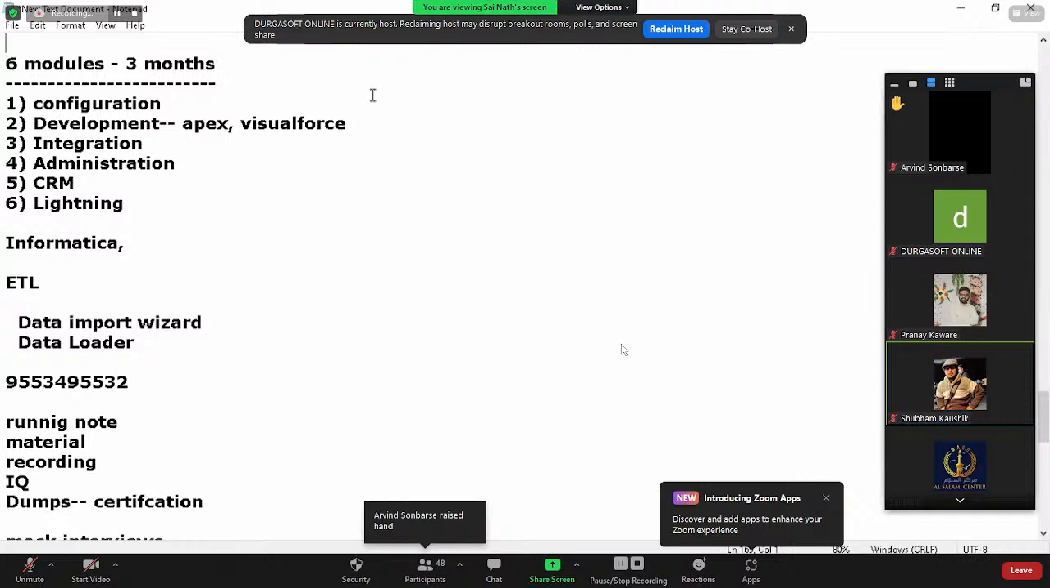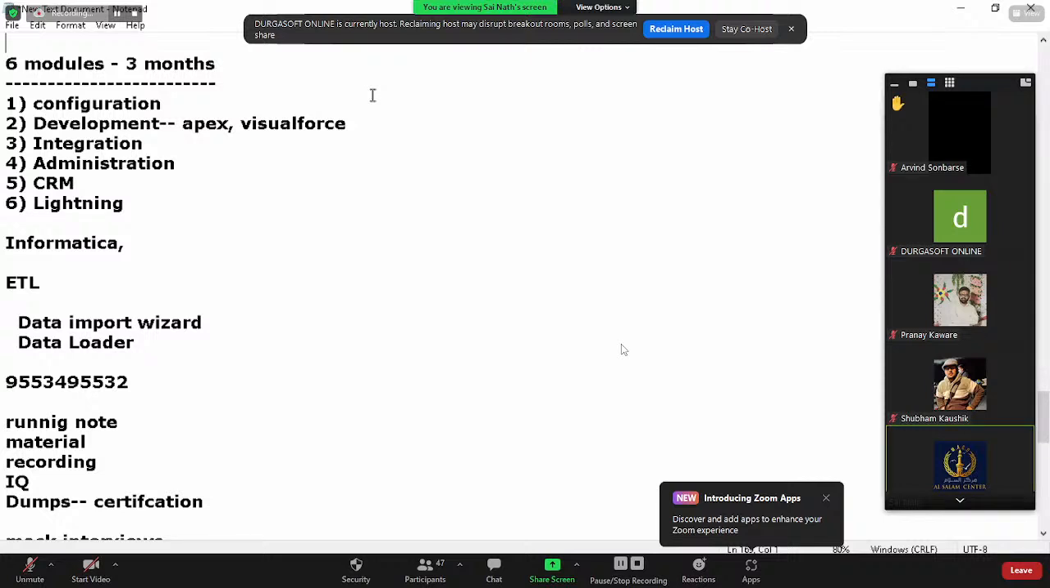Good morning, sir. This is Vishwas. Sir, I have a joining as a Salesforce developer. How can this course be profitable for me? You can join as a developer or administrator in any company after completion of this course. You have 2 types of job profiles. Sir, is there any certification for this?